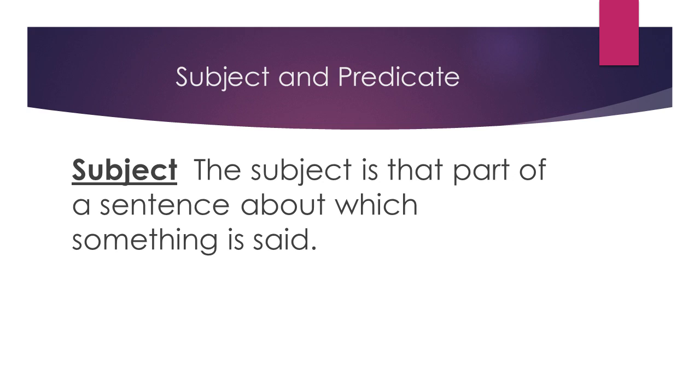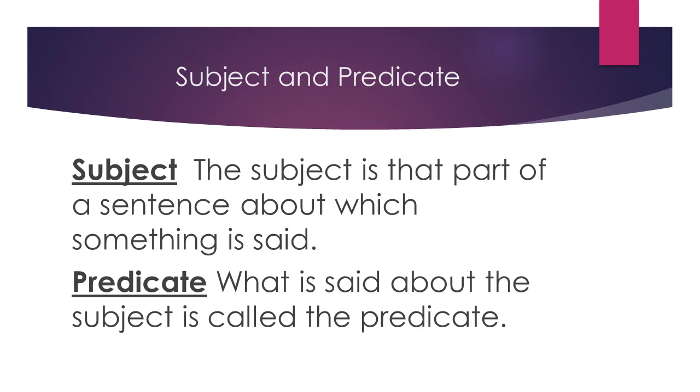Now next is predicate. Predicate: what is said about the subject is called the predicate. Let us see the examples. Number 1, birds fly. Here we are talking about birds. So birds is the subject and the rest of the part, fly, will be the predicate.